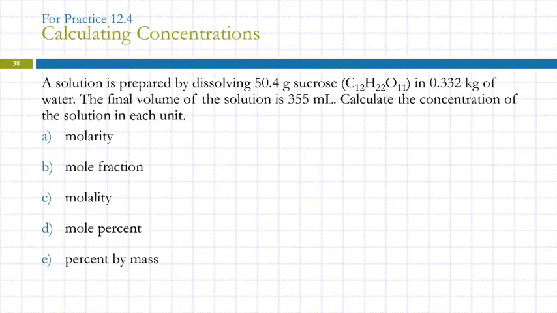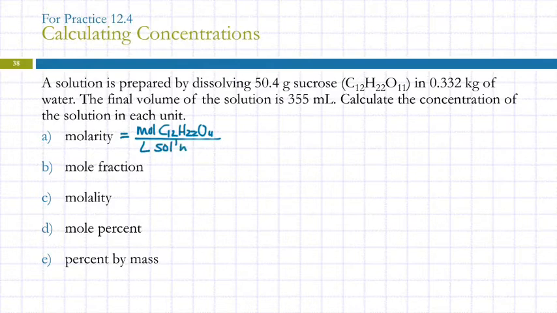Okay, so this one's fun. Solution is prepared by dissolving 50.4 grams of sucrose in 0.332 kilograms of water. The final volume of the solution is 355 milliliters. Calculate the concentration of the solution in each unit. Well, let's just start at the top. Molarity equals what? Moles per liter. So we've got moles of the sugar per liter of solution.